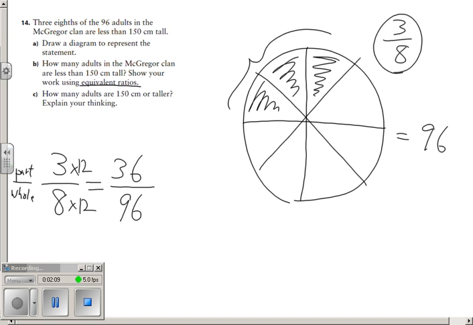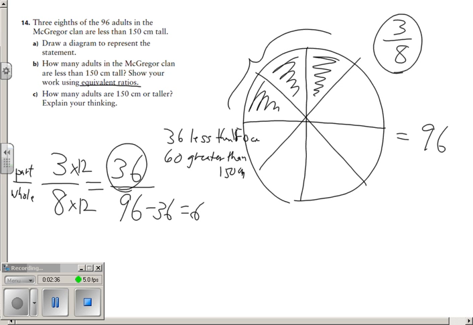So there's 36 less than 150 centimeters. And there therefore are 60 that are greater than 150 centimeters. All right. That would be the answer for C. And I did that by taking, if those are the ones that are smaller, if I subtract that from the total group, I get 60. And that's your answer for question 14.